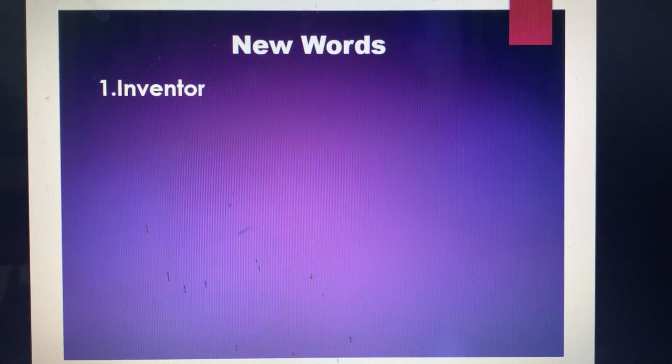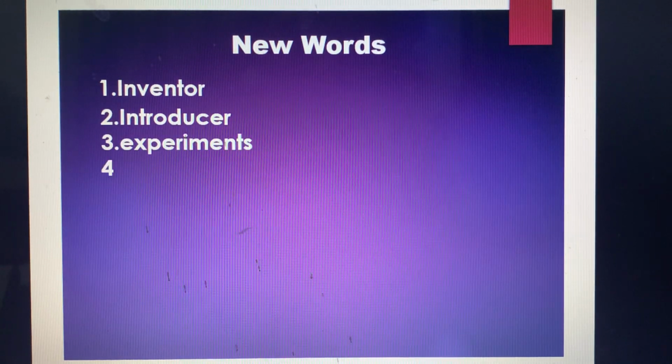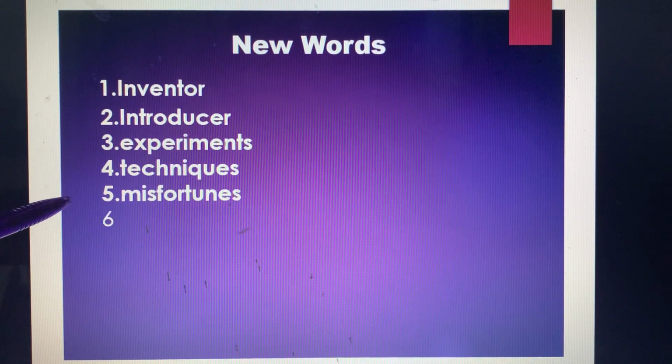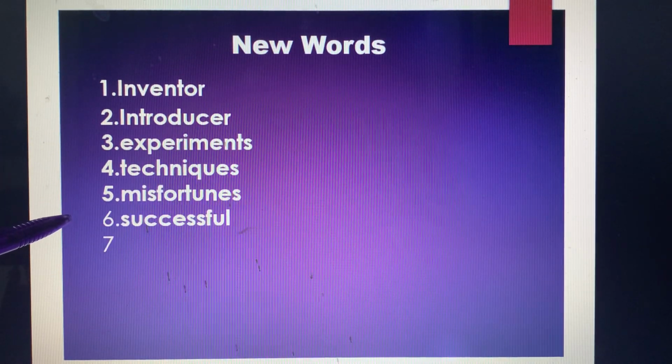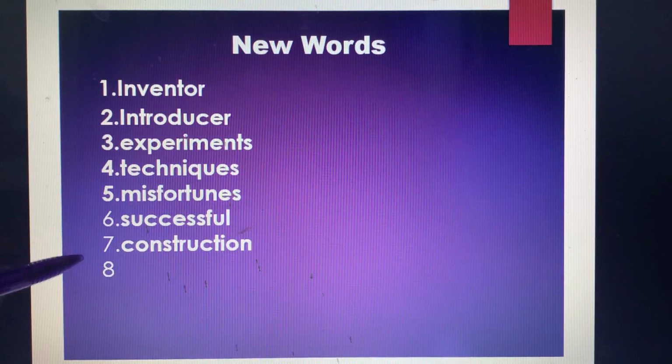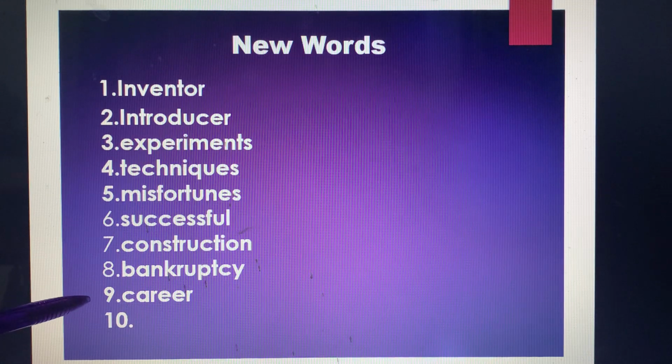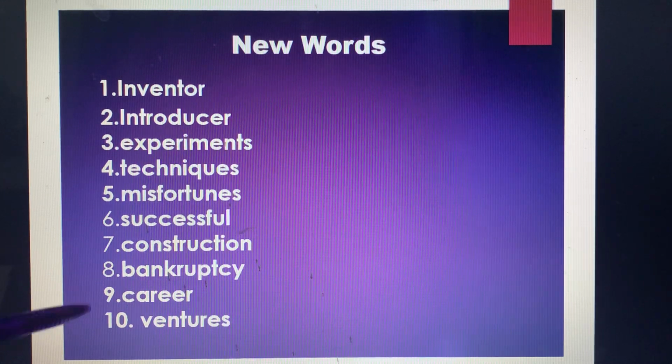The first new word is inventor. Second, introducer. Third is experiments. Fourth is techniques. Fifth is misfortunes. Sixth is successful. Seventh, construction. Eighth is bankruptcy. Ninth is career. And 10th is ventures. You need to write all these new words in your English notebook. Make a beautiful format and then start writing these new words. There are a few more.